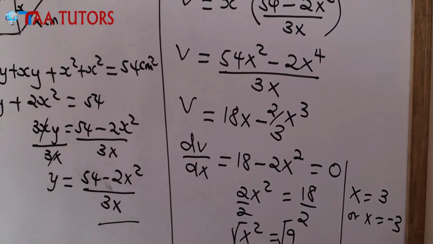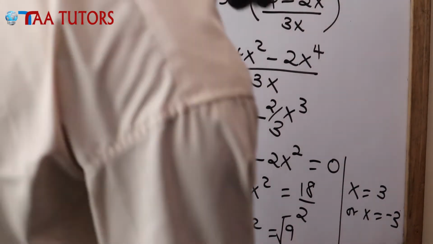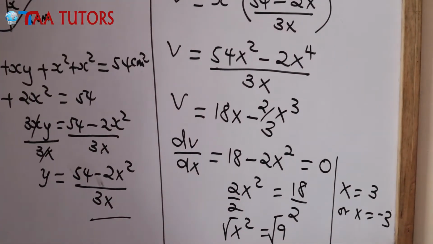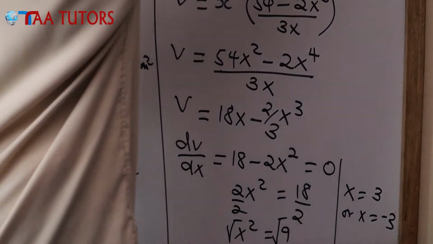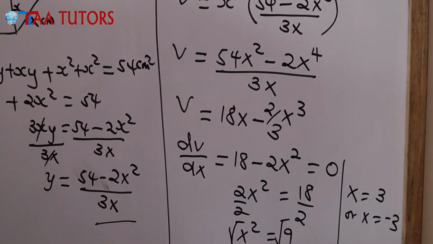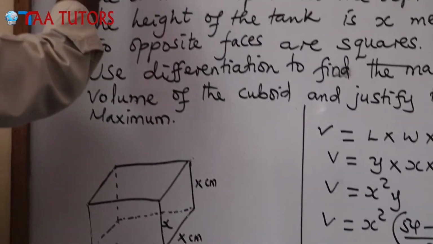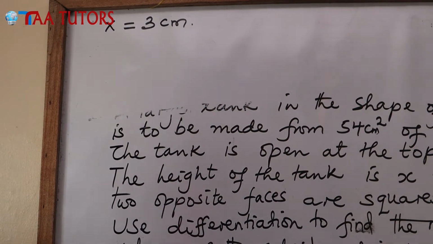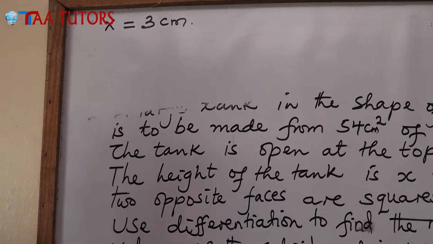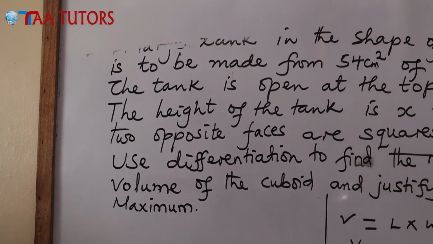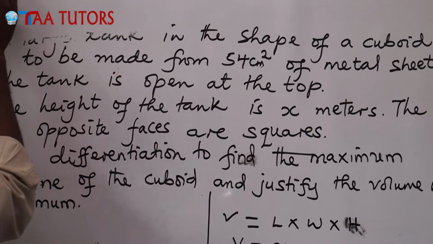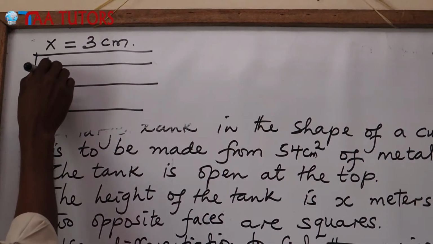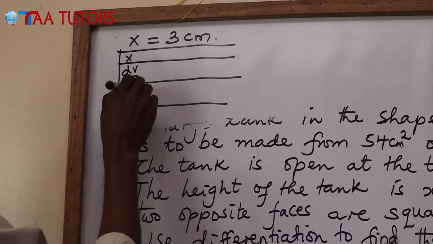But we know x should be length, and if x is length, it means that x equals negative 3 is not going to be used for this calculation. So we can say in this case that the value of x for our example here is 3 centimeters. Now, will these 3 centimeters give us maximum volume or minimum volume? We can test that using the neighborhood test, with x and dV/dx, and this is the shape.